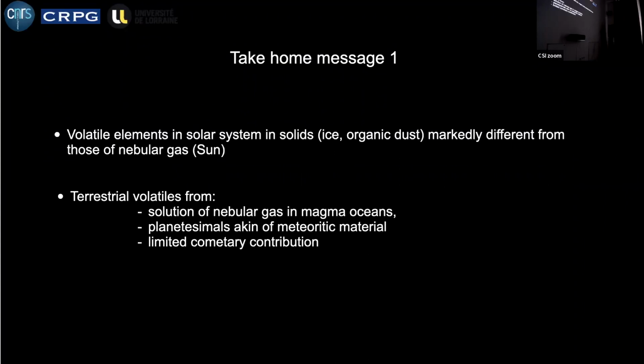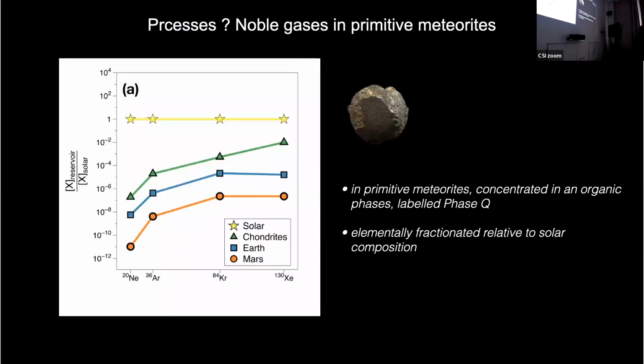I don't know how long I have now? Maybe I will. There is a second part, which is about how to obtain this composition, and I will go quite quickly in this second part. Again, I will use noble gases, which are very useful physical tracers. This is again the noble gas composition normalized to the nebular composition, which is flat here. These are the primitive meteorites, this is the Earth, and this is Mars.